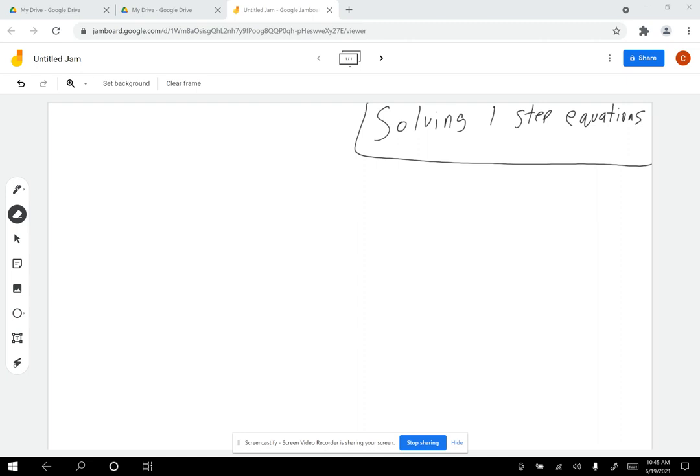Now, because we're following this theme of short, sweet, to the point, this is a general overview of how to solve one-step equations.